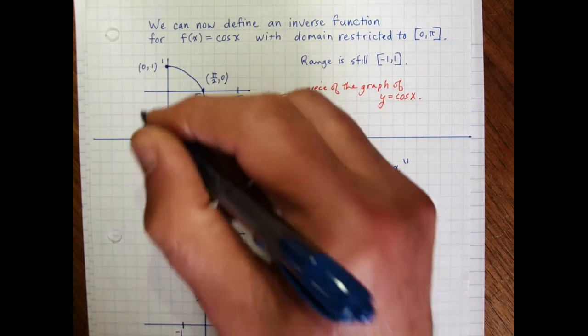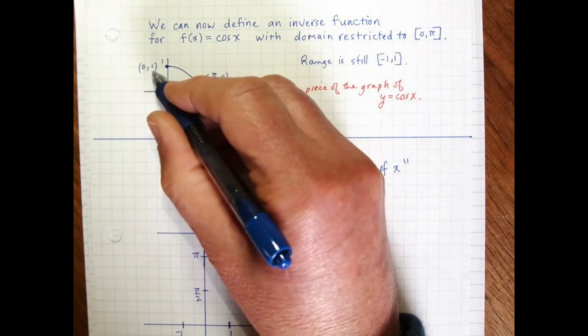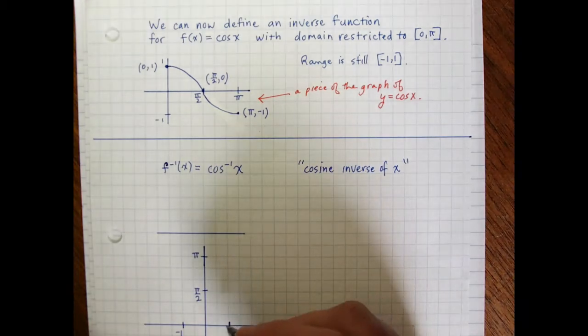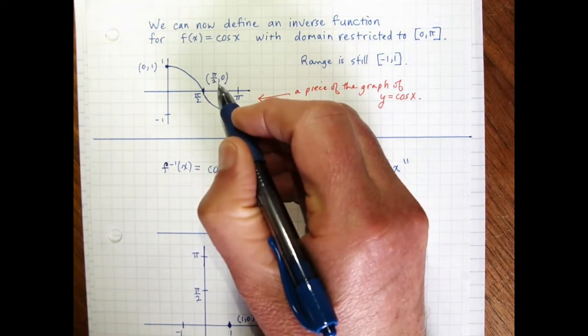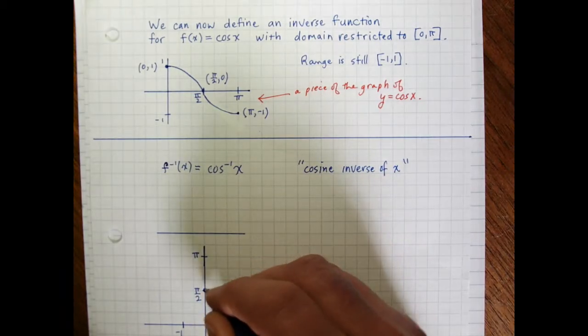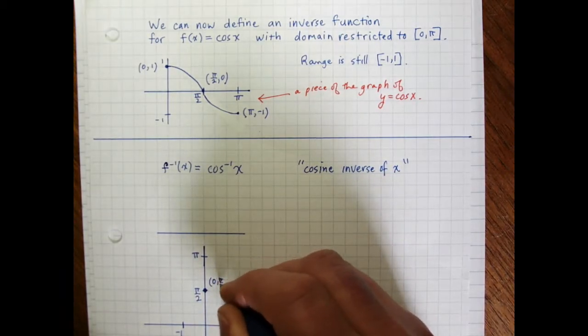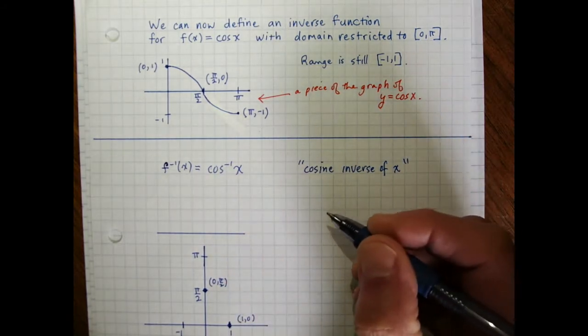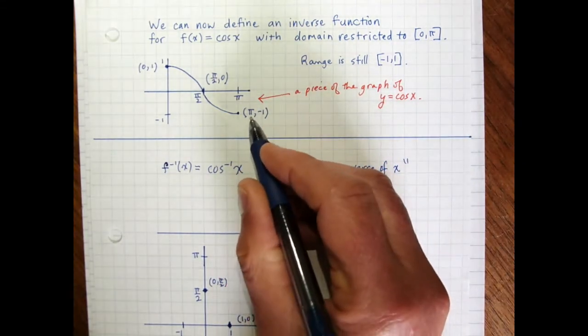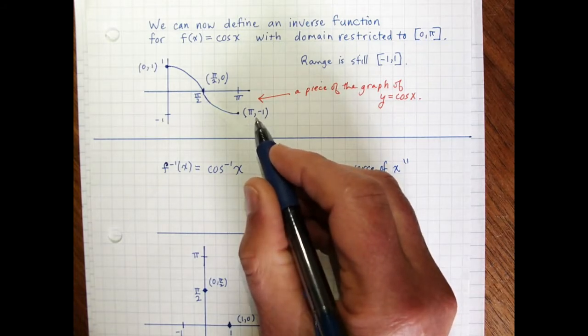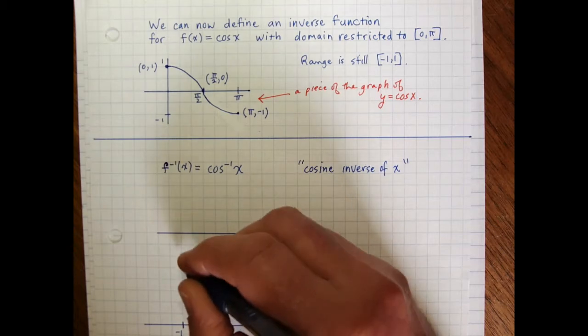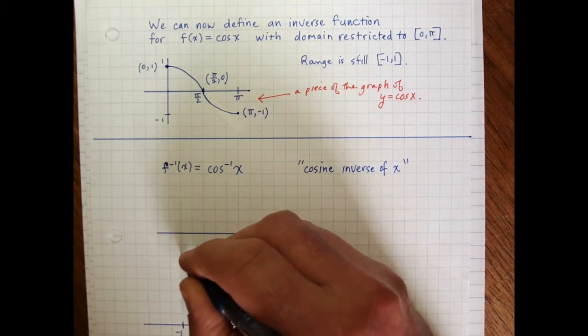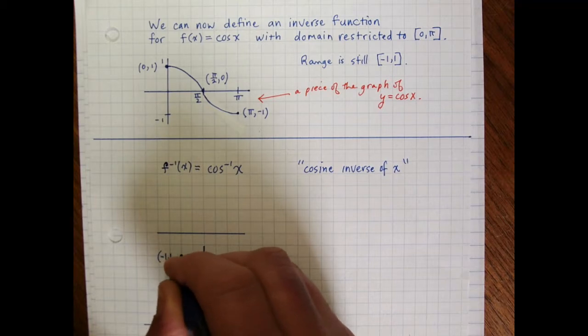And let's see, to draw my graph, instead of the point 0, 1 on the original function, I'm going to have the point 1, 0 on the inverse function. 1, 0 is right here. Instead of pi over 2, 0, I'll have 0, pi over 2. And instead of pi, -1, I'll have -1, pi.